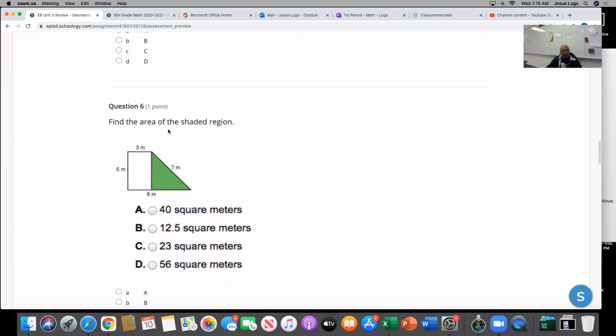Okay, here we go. Find the area. Remember, area is for 2-dimensional figures. We want to see what is inside of the shaded region. So we want to see this right here. Now we have a triangle right here. And remember, the area for a triangle is going to be area is equal to 1 half base times height. Or what I like to use is area is equal to the base times the height and then divide it by 2.